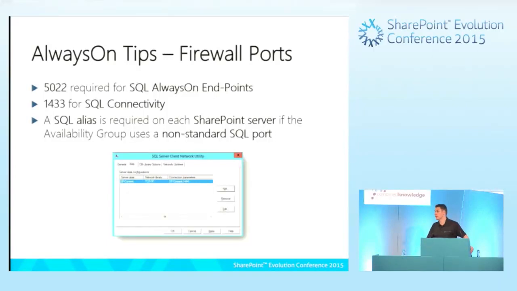If you use the default configuration, it's 1433 for SQL connectivity. If you're more security-minded, a bit of security through obscurity, and you do decide to use a different port number, then what you'll need to do is configure a SQL alias on each one of the SharePoint servers to essentially point it to the correct availability group and the port that availability group's configured to. So in this specific case here, may not be too clear, I've created an alias called SP content, and it connects to SP content, but it connects to it on a very specific port.